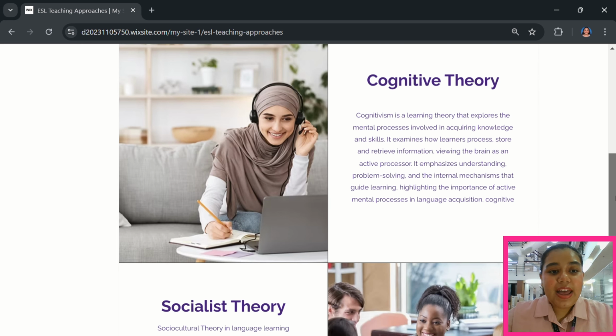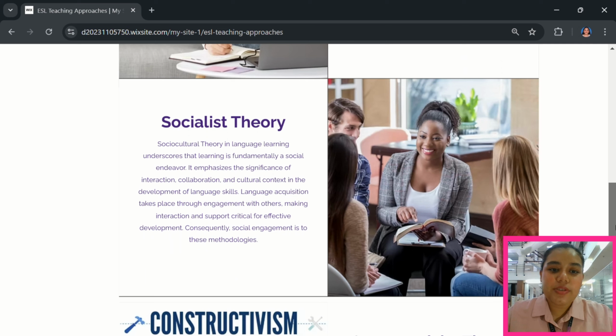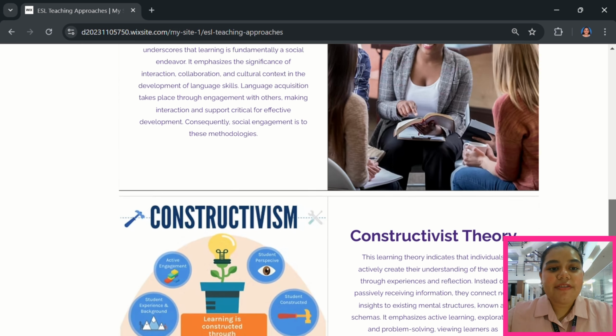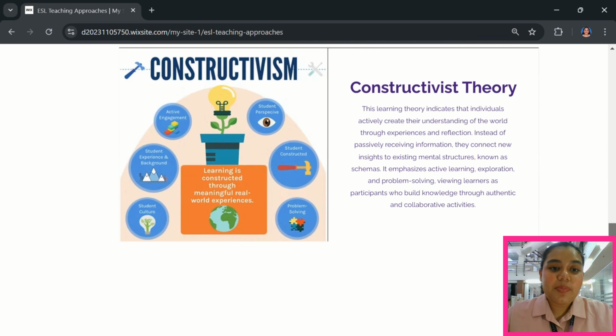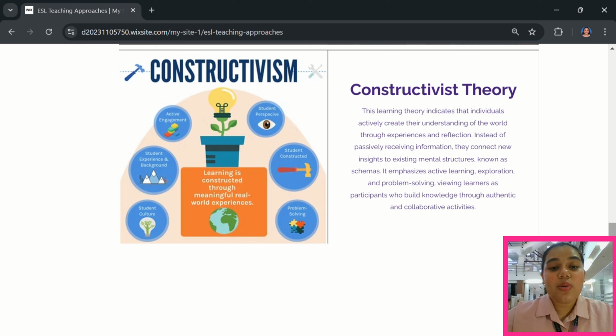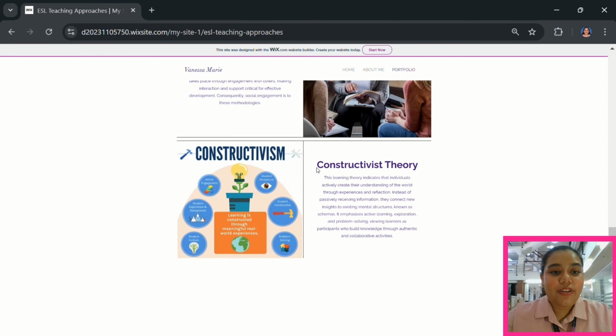And then we'll have sociocultural theory, which is presented by Lev Vygotsky. Sorry if I pronounce it wrong. In this theory, learning thrives through social interaction, and it emphasizes group activities and peer collaboration, which are essential for language growth. Next, we have constructivist theory, which is all about learners building their own knowledge through experiences. Okay, that is all for the ESL teaching approaches.